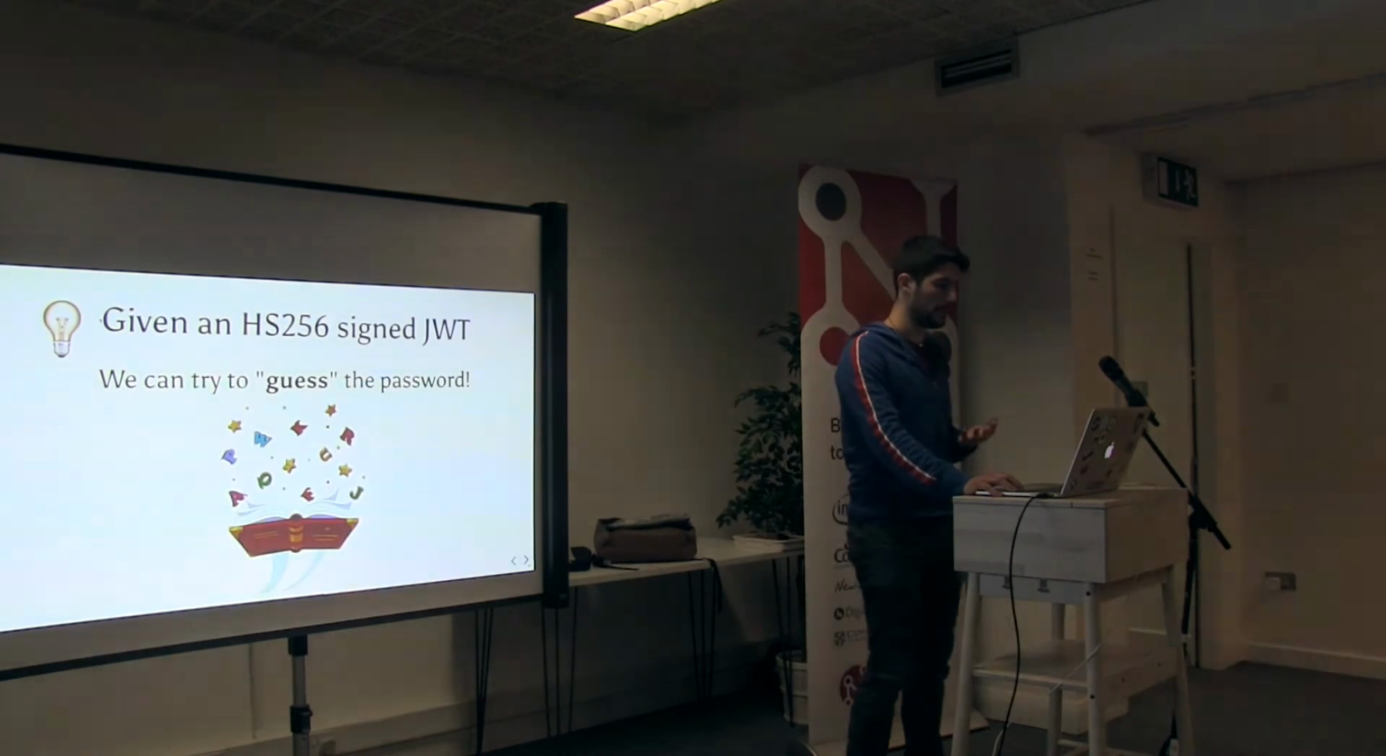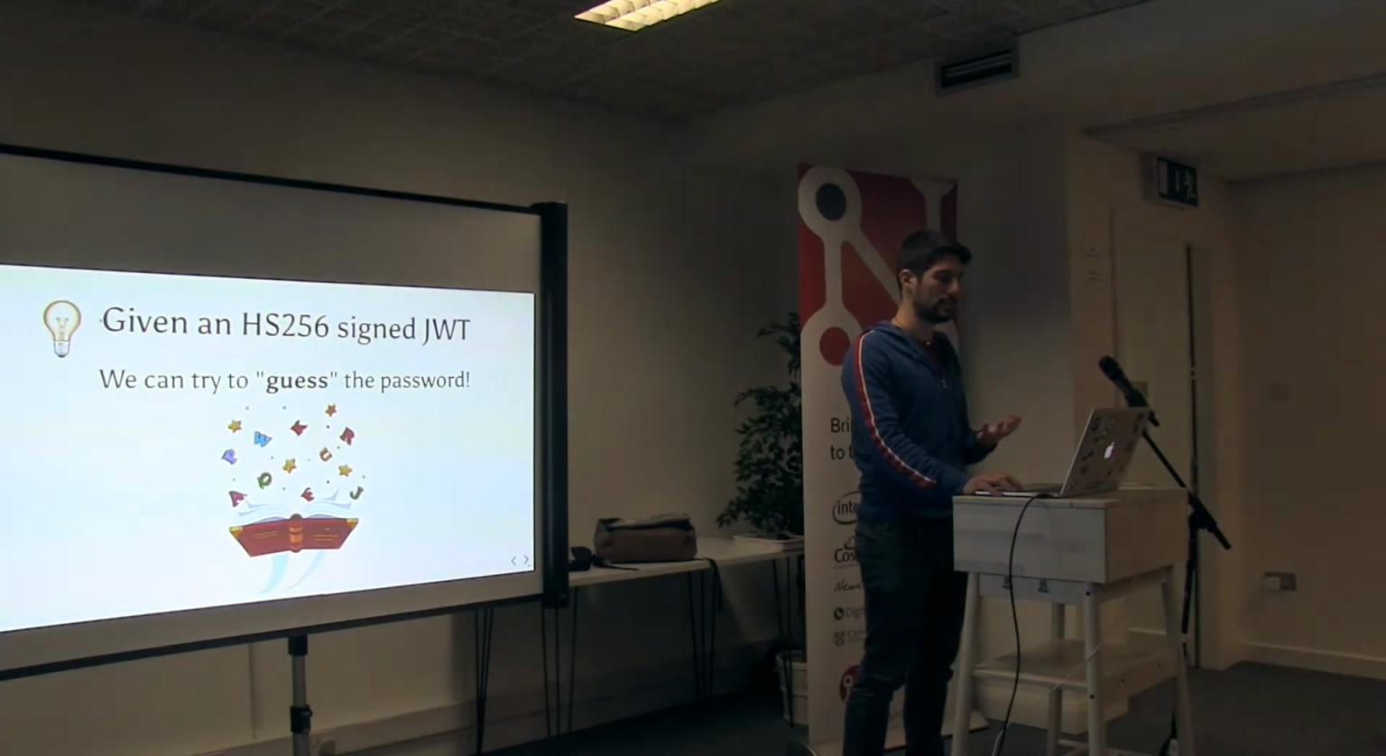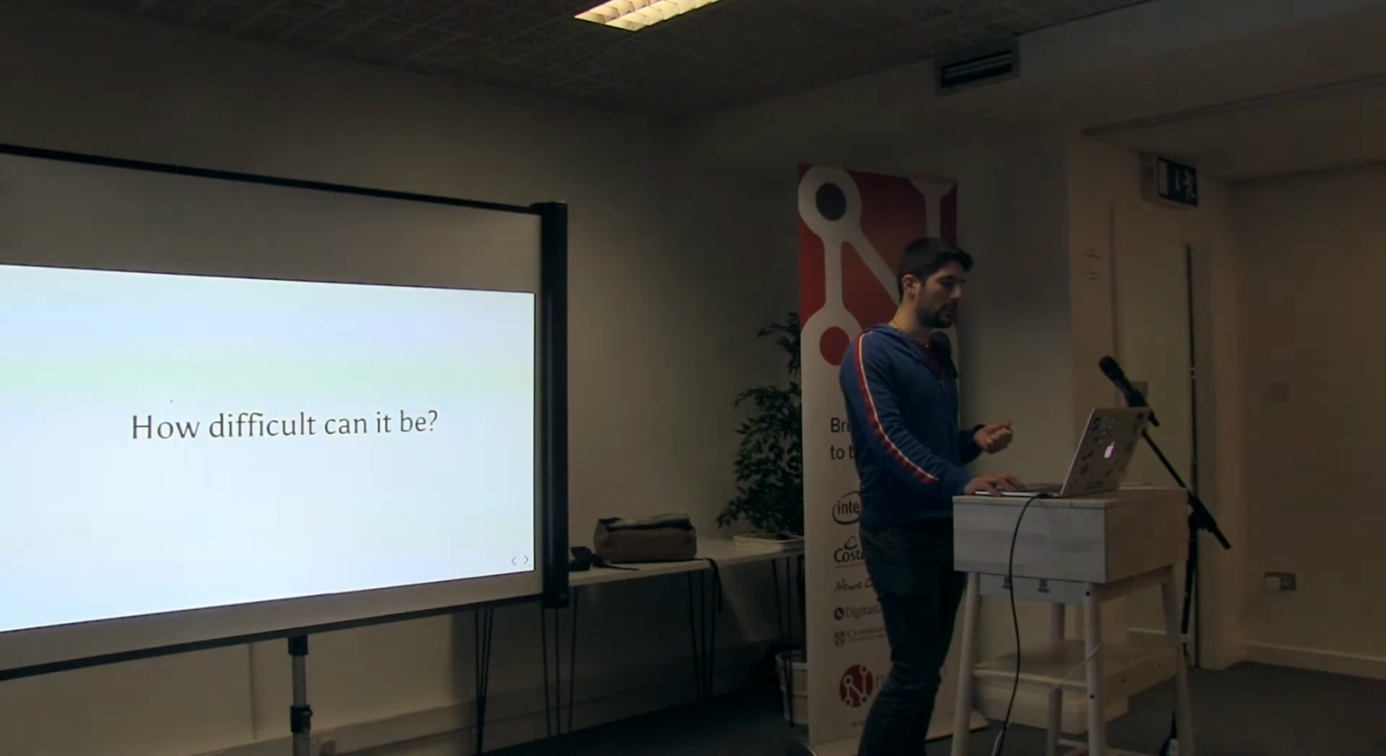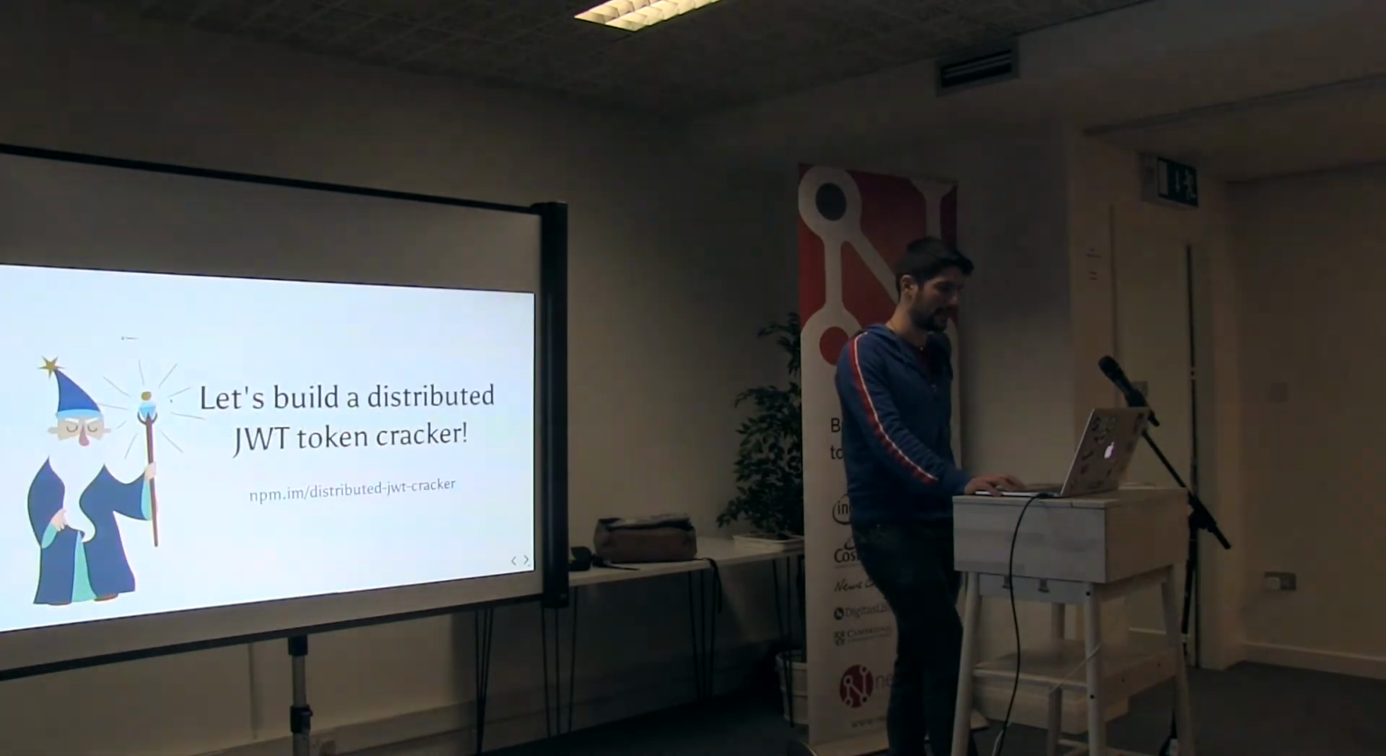So what's the idea? We are using this JWT token that is created with a symmetric signature. And the idea is that if we can guess the password, then basically we can regenerate the token and change all the information inside it. So the complexity is literally, okay, how do we guess this password? And how difficult can it be to guess a password?